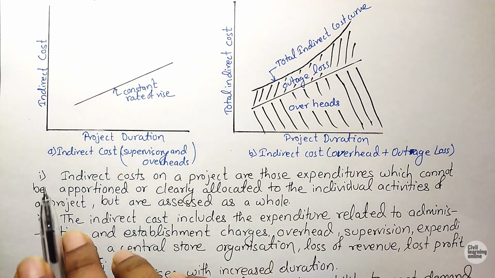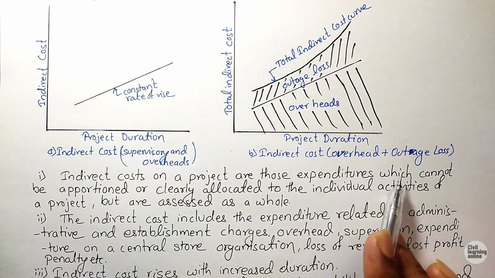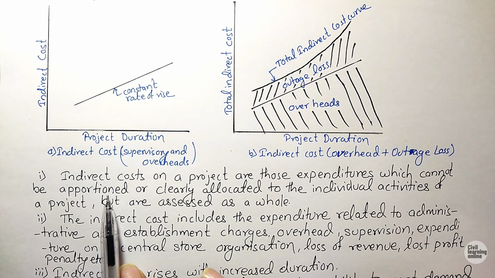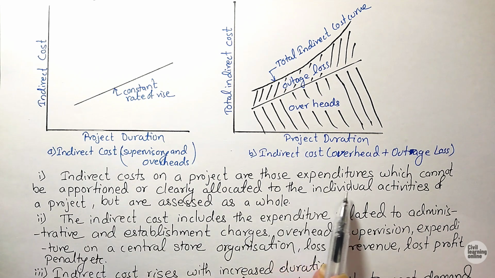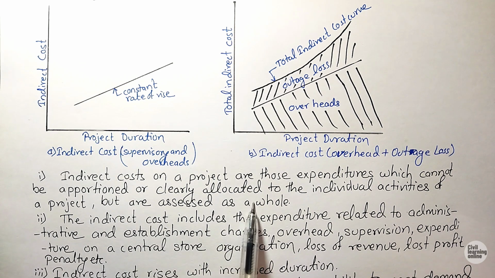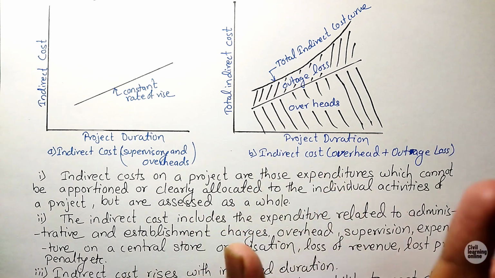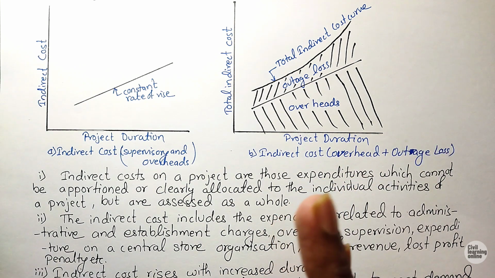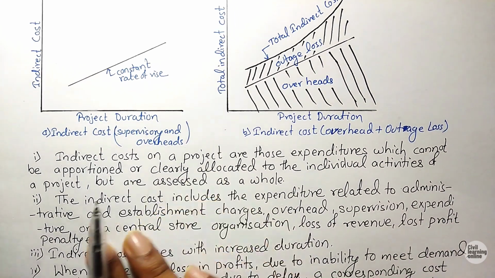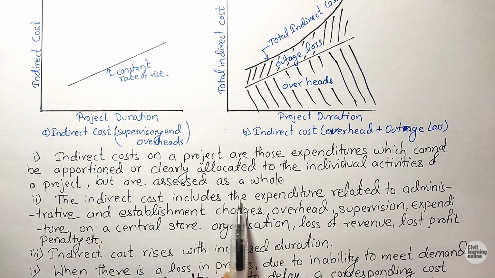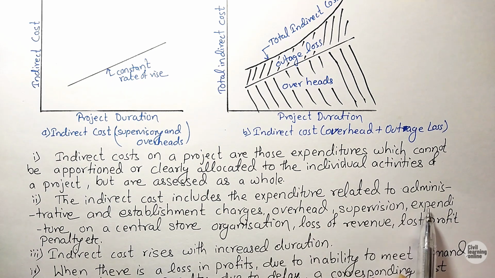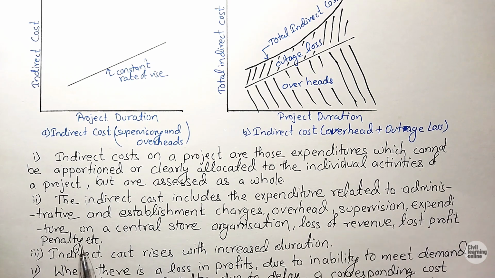First point says that indirect costs on a project are those expenditures which cannot be apportioned or clearly allocated to the individual activities of a project, but can be assessed as a whole. Indirect costs are the tiny costs which cannot be considered per head, one by one, but we can consider the indirect cost as a whole. And here are some examples of what comes under indirect cost. Indirect cost includes expenditure related to administrative and establishment charges, overhead, supervision, expenditure on a central store organization, loss of revenue, loss of profit, penalty, etc.